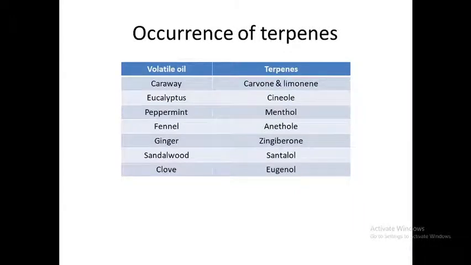Just see the occurrence of terpenes in volatile oils. So first of all, the oil obtained from caraway consists of carvone and limonene as terpenes. Next, eucalyptus oil consists of cineole, also known as eucalyptol, as a terpene. Then next, the peppermint oil, which consists of menthol as a major terpene portion. Then next, the fennel, which consists of anethole. Then ginger, which consists of gingerol as a terpene. Then sandalwood basically consists of santalol, and last is clove, which consists of eugenol as a terpene.